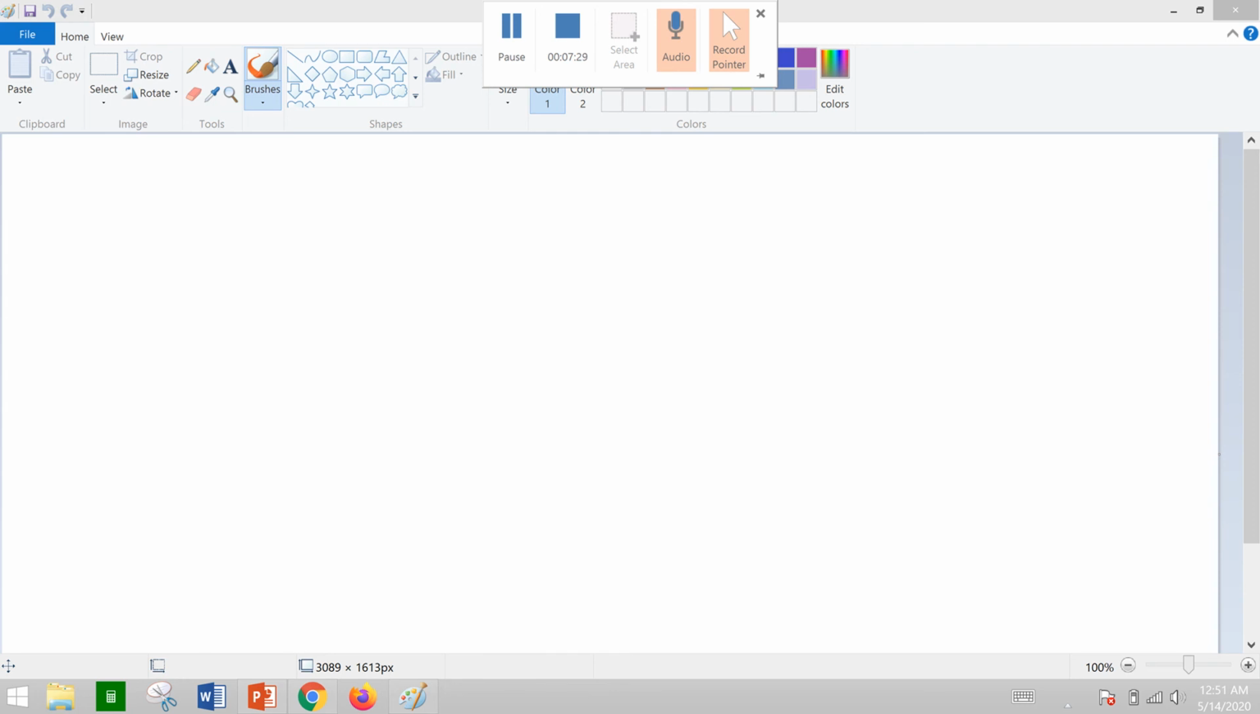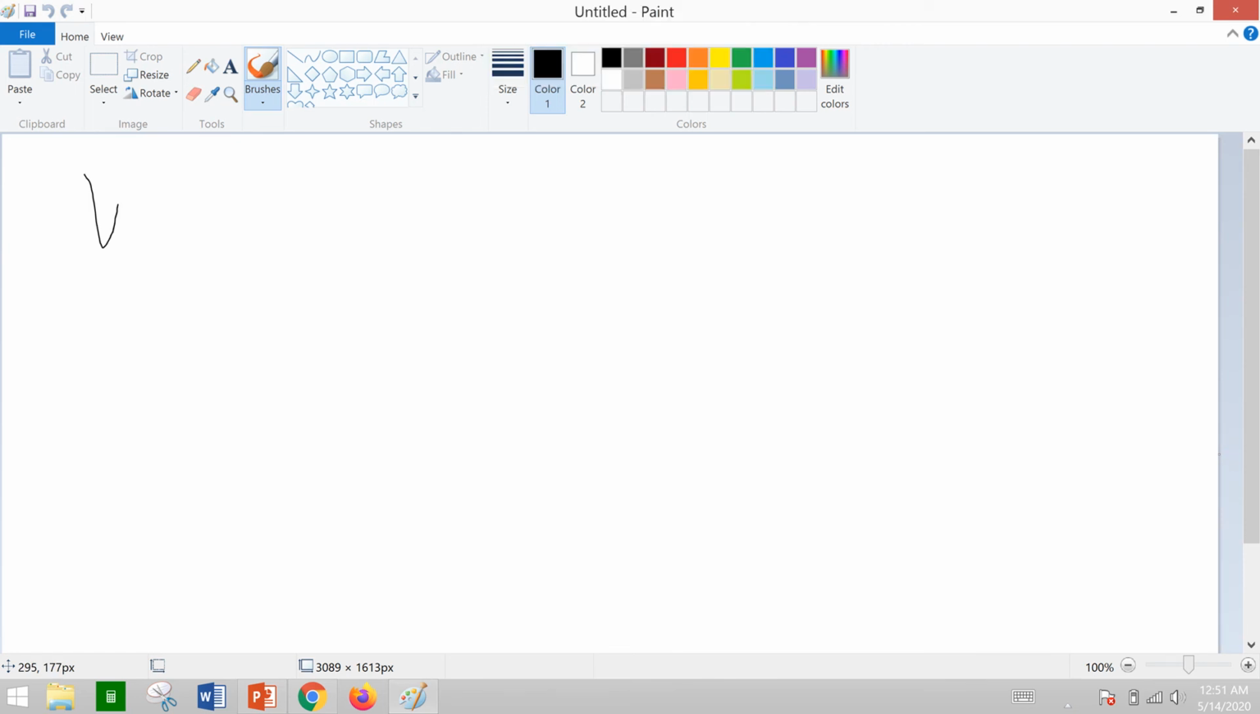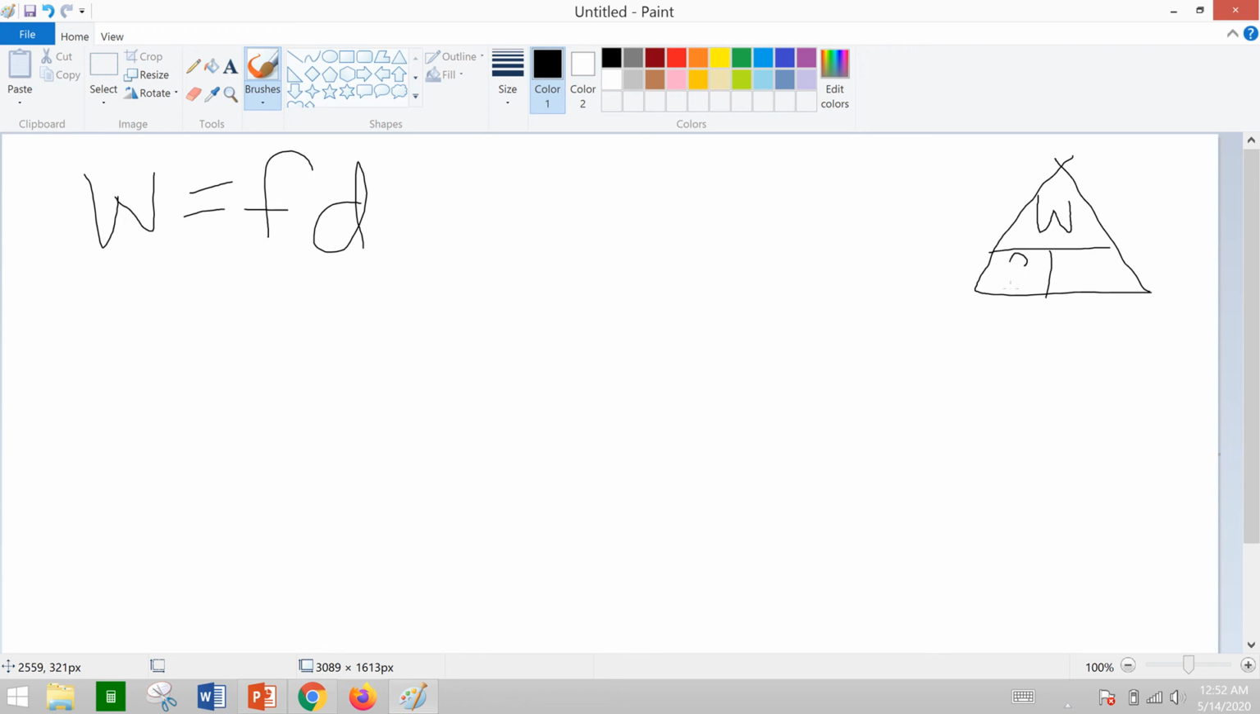So our practice problem. First, let's draw the formula. We have work equals force times distance. Now, I believe you could do the triangle here if you need to. We have work, force, and distance there. So it's just like F equals ma. Did I just say weight? I meant work. Work, force, distance. I'm so sorry. Okay. Work equals force times distance.